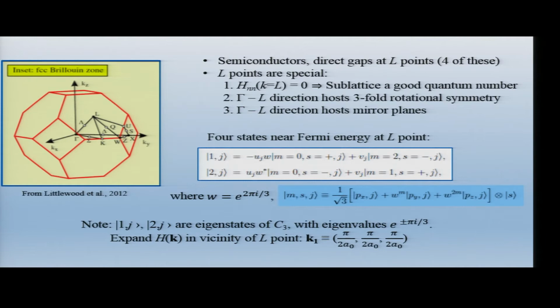Okay, so I end up then with 4 states that are relevant at the energy scales we're interested in, basically near the gaps in the band structure. It's 4 states for a particular L point, and we're going to have to look at 4 L points. There are 4 distinguishable L points here. But let's look at just one of them for the moment. So this particular L point in the 1, 1, 1 direction.